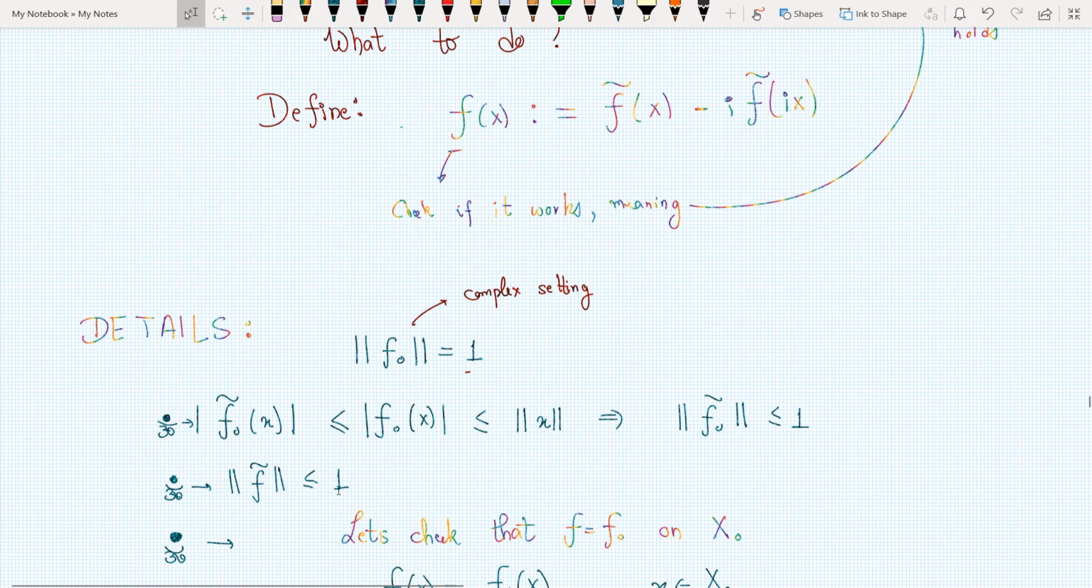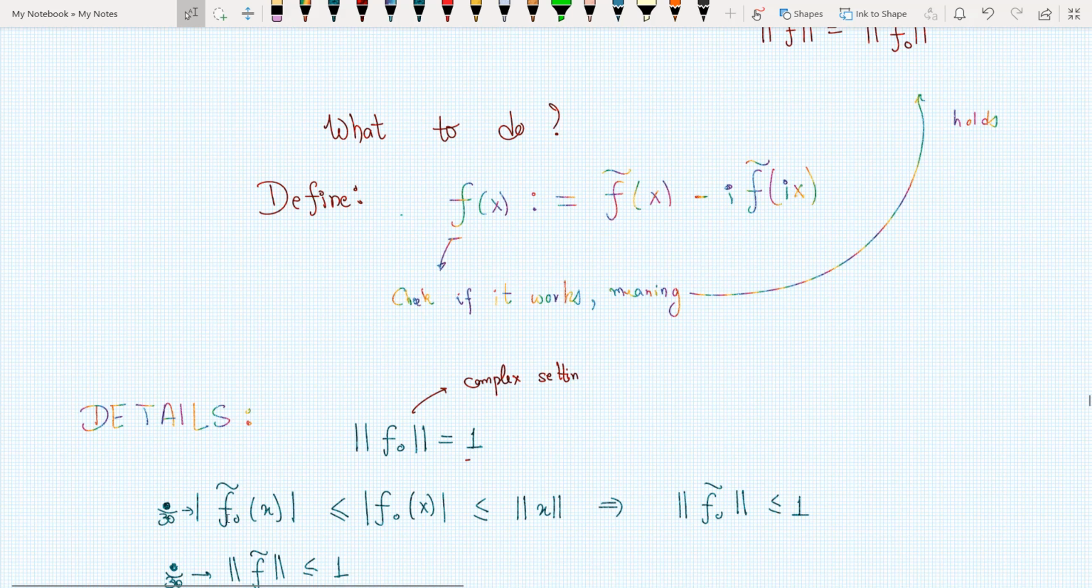So now 3 steps are there. First thing is that this f naught tilde, which I defined to be the real part of f naught, so the norm of f naught tilde x has to be less than the norm of f naught x, of course, because the real part of any complex number is less than the complex number itself. And now this is less than or equal to the norm of f naught times the norm of x, and since the norm of f naught is equal to 1, I can say that the norm of f naught tilde has to be less than or equal to 1.